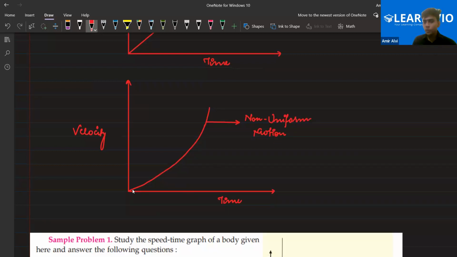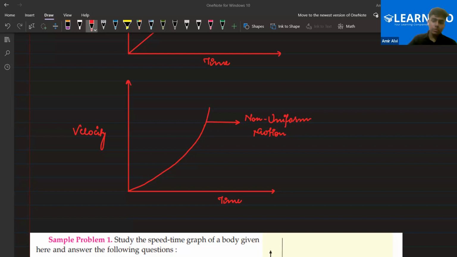Is this clear to all of you? Because this is a non-uniform acceleration, the slope is curved in the graph. So it would be a non-uniform acceleration. Is this clear to all of you? Please let me know once, everyone. Does anybody have any doubts so far? Sure, that's great.